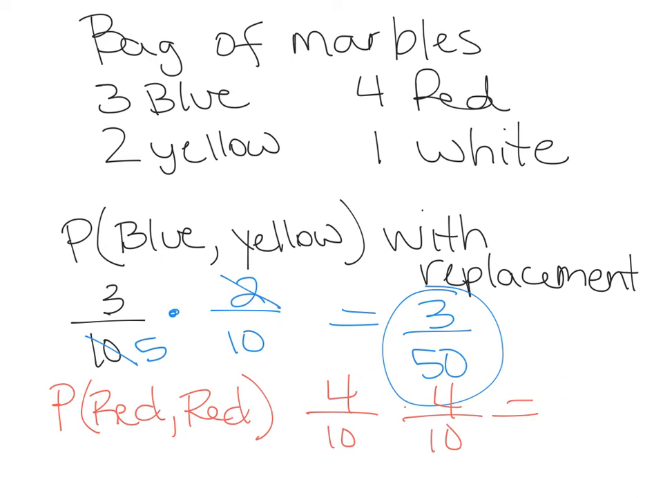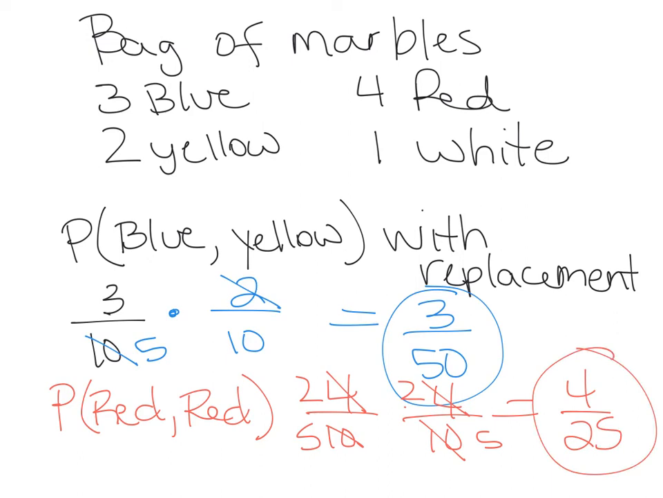Let's see here. We can do some reducing. This is 2/5 and this is 2/5. So it's 4/25. So we have a 4/25 probability of picking a red and a red marble after we replace the first one.